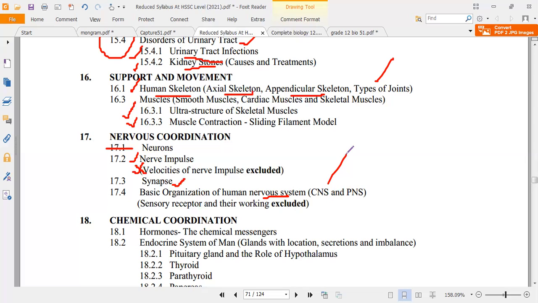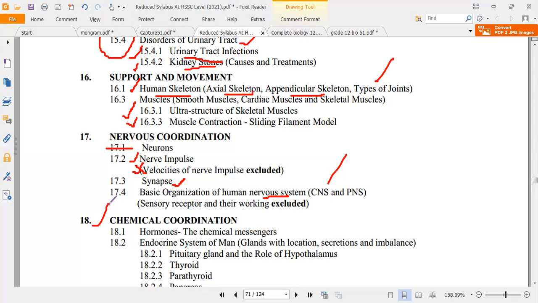We can say the basic organization of the human nervous system, like brain, spinal cord, and PNS, the somatic and autonomic nervous system, are all included in that. But sensory receptors, the last topic of this, and their working, as well as diagnostic tests, drugs and addiction, narcotic tests, and disorders are all excluded from here.